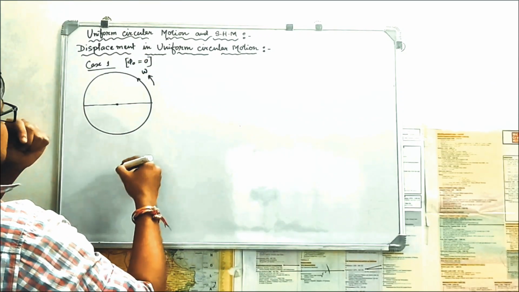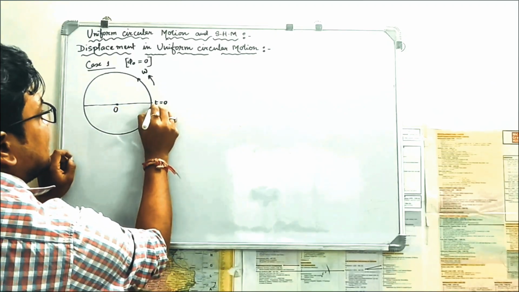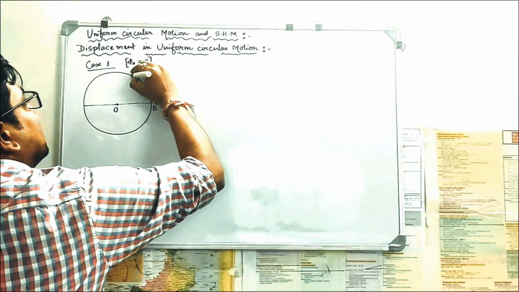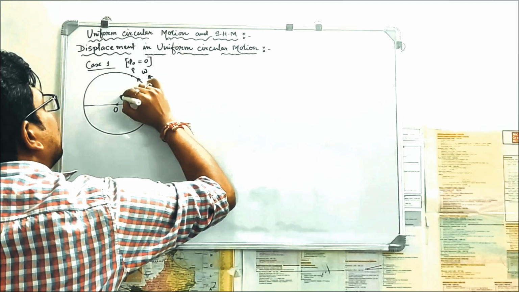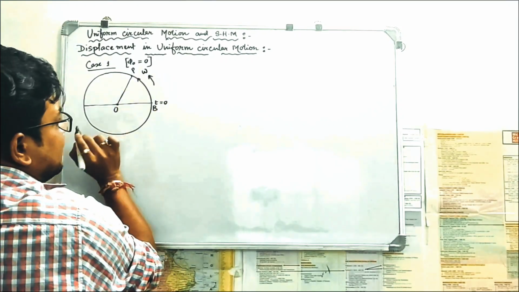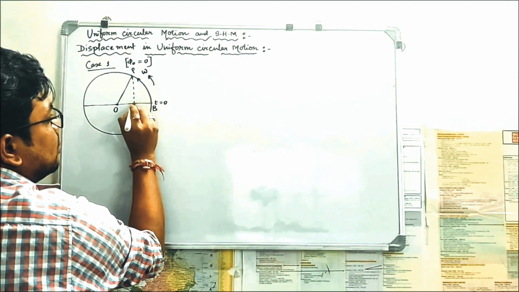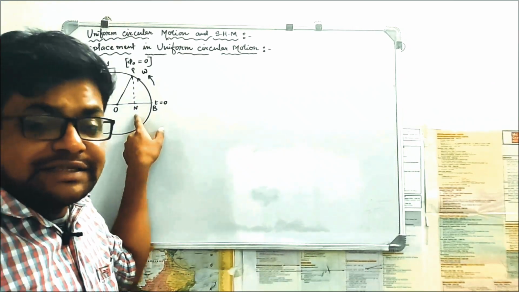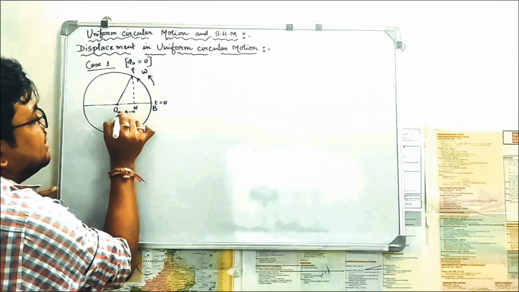So how to find out? Suppose at t equals 0, the particle is at point B. Now after time t, let's assume the particle reaches this point P. That means how much it is from the mean position is the displacement. So what is the displacement? You have to draw the normal from the point P on the diameter, and the normal touches the point N. So this is the displacement, ON, this x is the displacement over here.